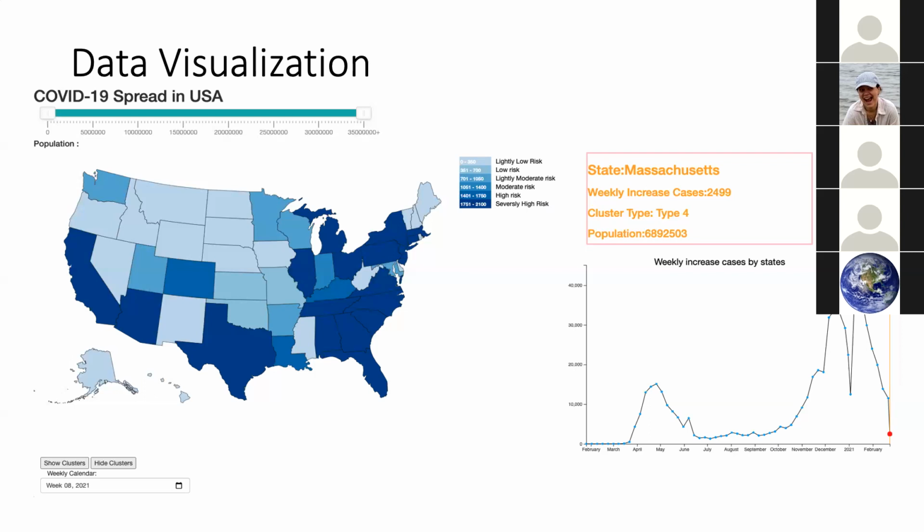The map is showing each state with different color according to its risk level. Considering color blindness, blue color is used for the legend of the map. The legend used here includes 6 risk levels according to the CDC website. The darker color means the higher risk level. In the figure, it shows weekly increase cases in each state at week 8, 2021.